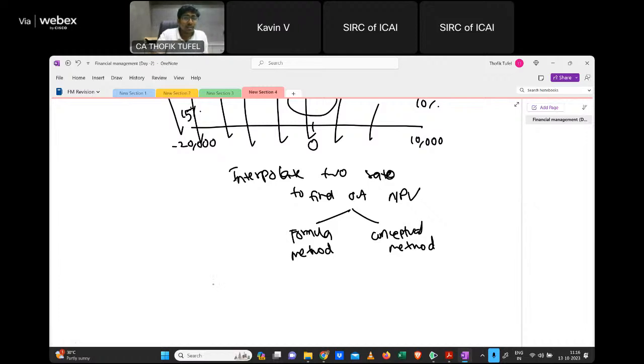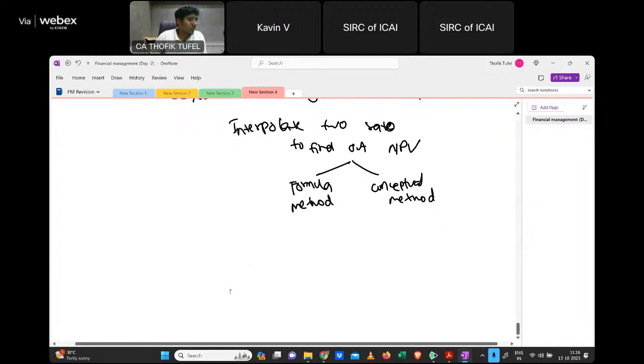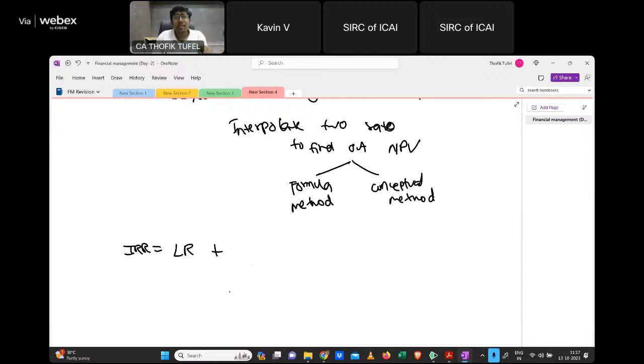See, the formula method, how to interpolate. If you have two rates, then IRR is equal to lower rate plus... See, formulas are easy because you have the numbers with you. You directly put the numbers in the formula and then you will get the answer. That is the reason formulas are easy. But at the same time it is difficult, because what if you are not able to remember the formula? That is the reason you should also know the concept in your mind. Okay, let me tell you the formula.